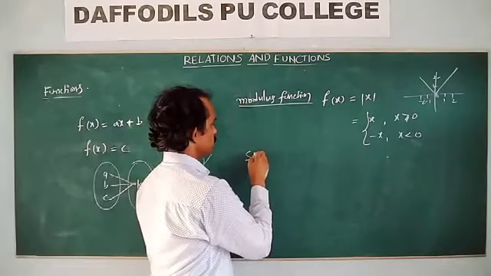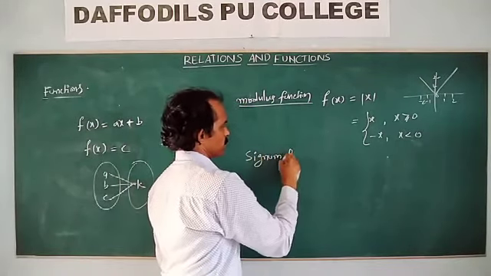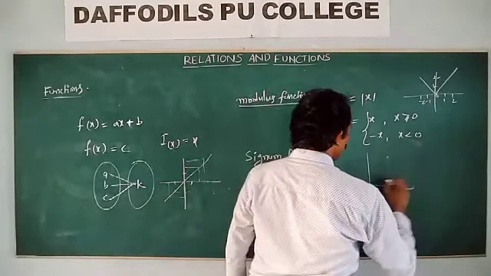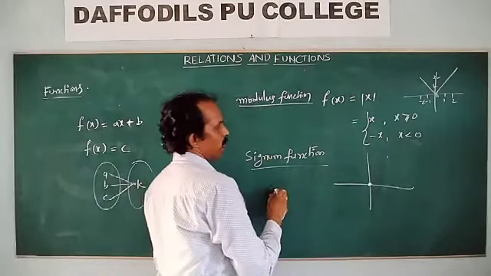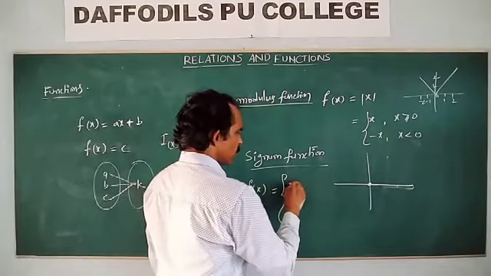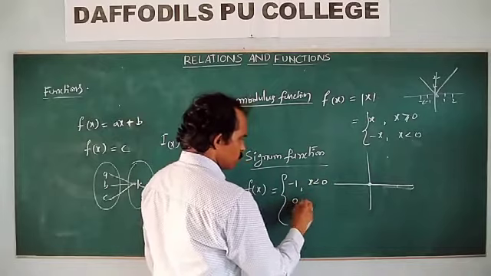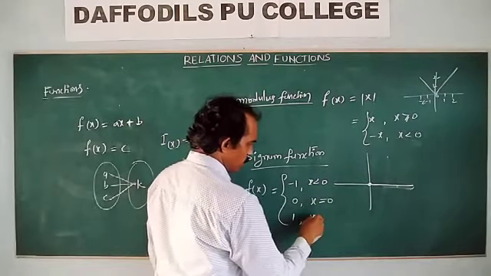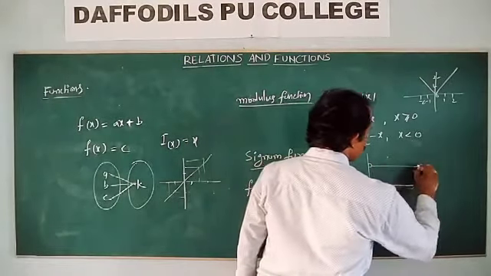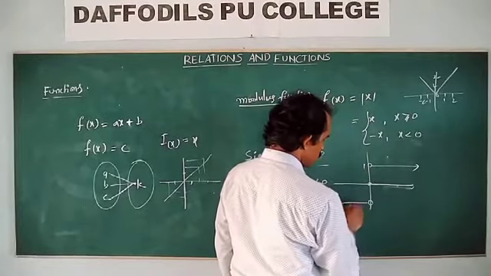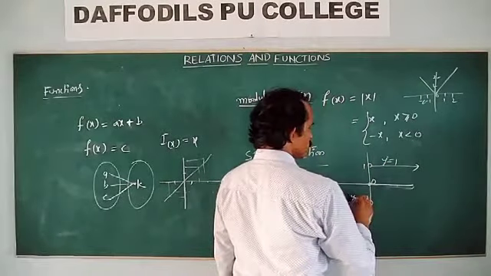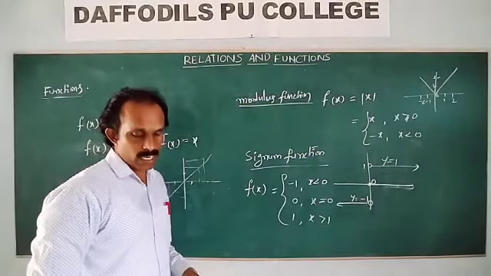Next is the signum function. What is the signum function? This is the graph of the signum function. f of x is equal to minus 1 if x is less than 0, 0 if x is equal to 0, and 1 if x is greater than 0. So that implies if x is greater than 0, that is 1, and if x is less than 0, that is minus 1. Okay, clear? So this is y is equal to 1 and y is equal to minus 1. That implies this is the signum function.